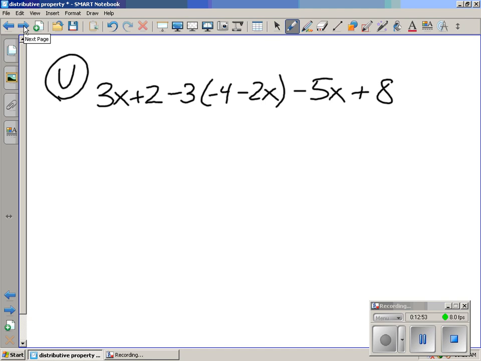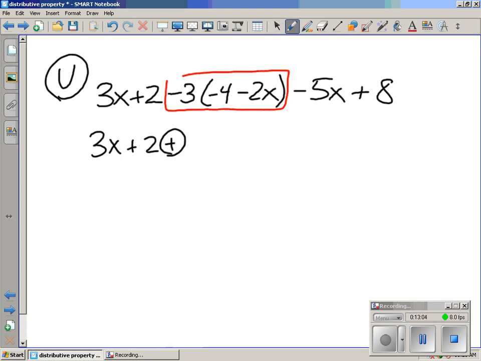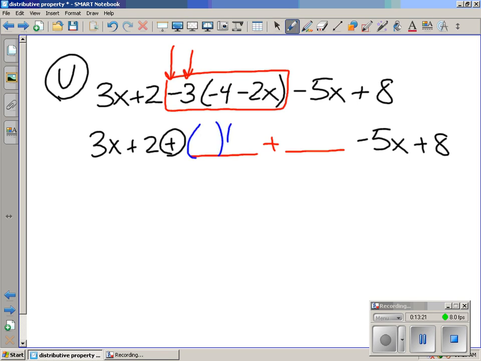And then we have the challenge problem. 3x plus 2. Then an addition sign to signify the start of the distributive property section. You'll notice I always box in the parentheses and the number and the symbol in front of it. So blank plus blank, and then minus 5x plus 8. In the first set of parentheses, we have a negative 3 being multiplied by the negative 4. In the second set, we have a negative 3. Once again, that same number on the outside multiplying by the second term on the inside.